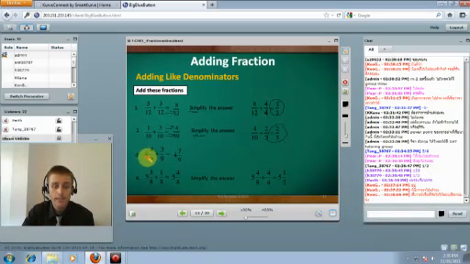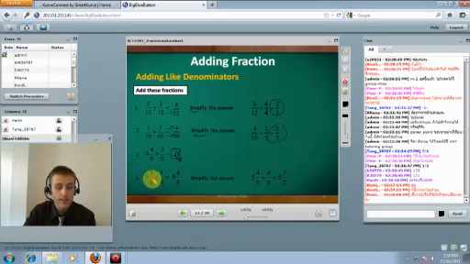Now we have a mixed number. 4 and 4/9 plus 3/9. We bring the 4 over. We keep the 9 the same. Add the numerators. 4 and 7/9. That is as simple as it will get. 4 and 7/9 does not reduce.